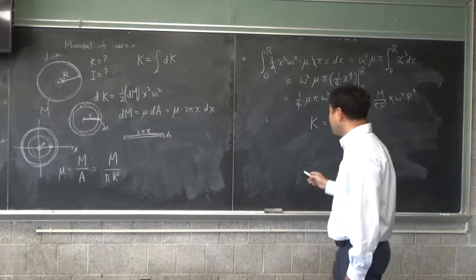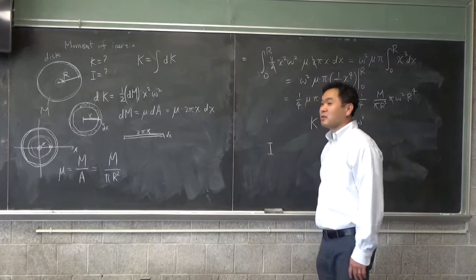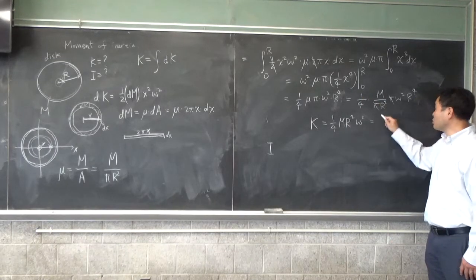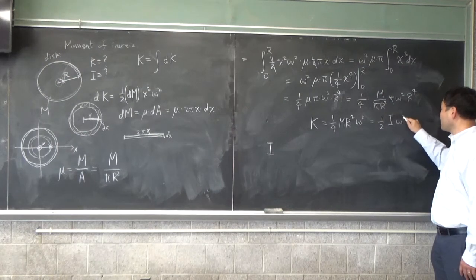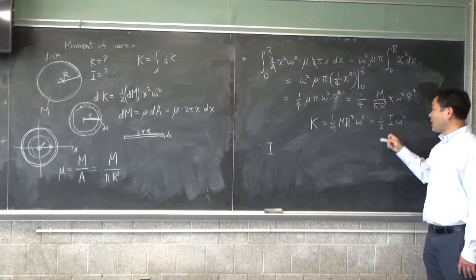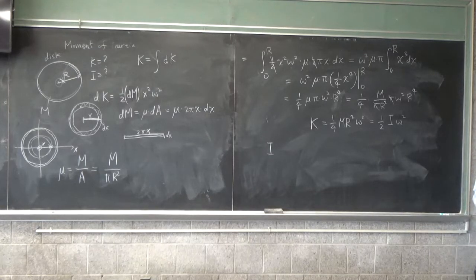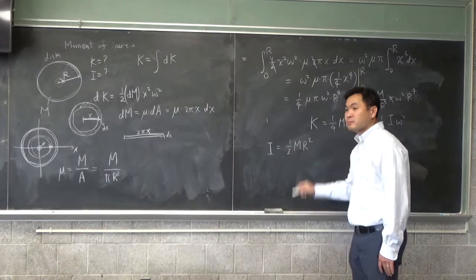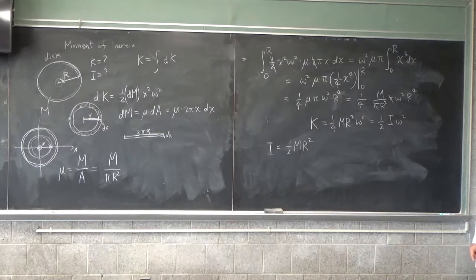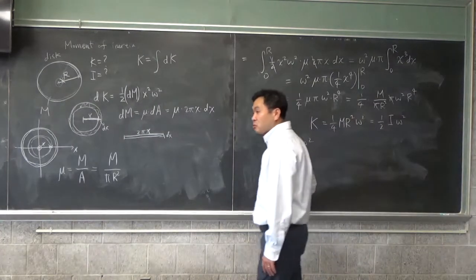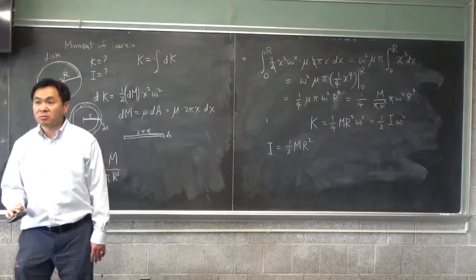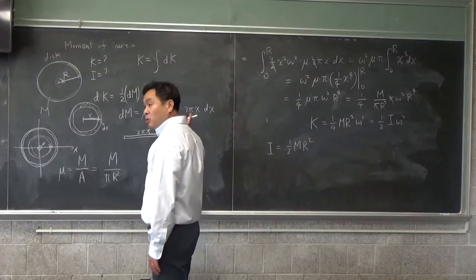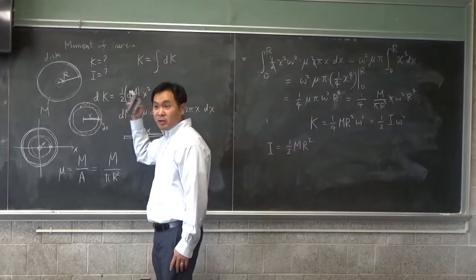Now here's a question. What is the moment of inertia in this case? Remember, this should equal 1/2 I omega squared. So for these two to be equal, I should be what? 1/2 mr squared. So for a rotating disk, the formula is 1/2 mr squared. Just look at your physics textbook. You'll see that 1/2 mr squared is there for the disk, and for a ring, there's mr squared.